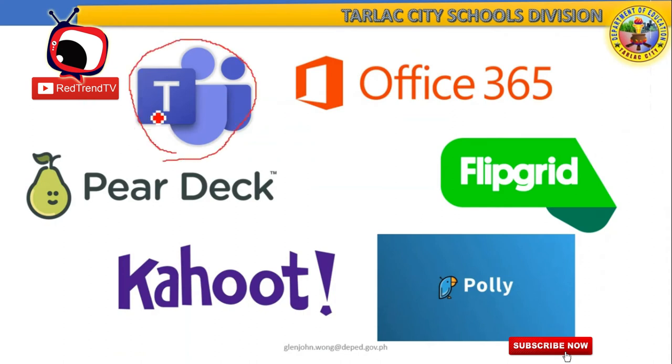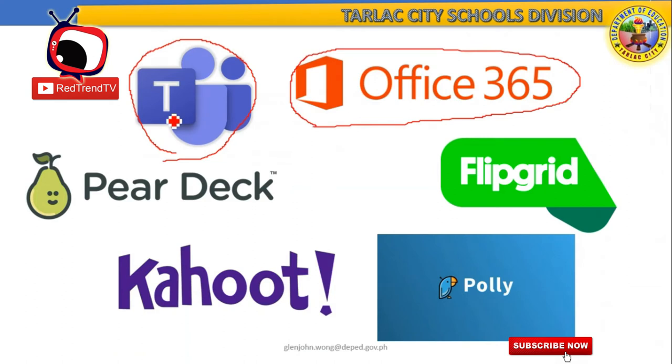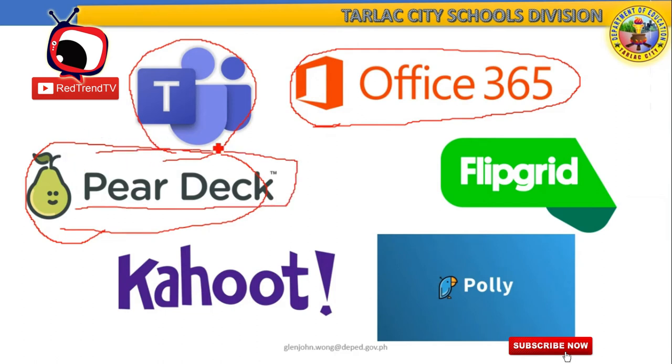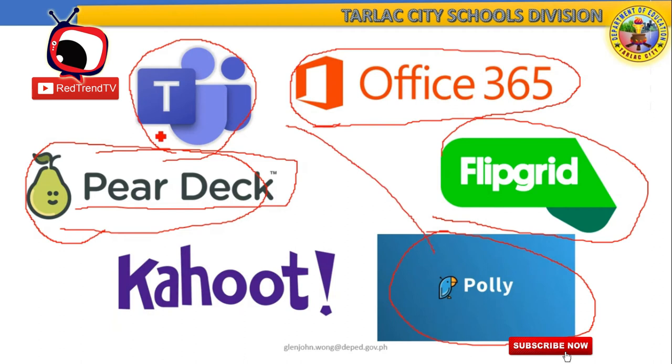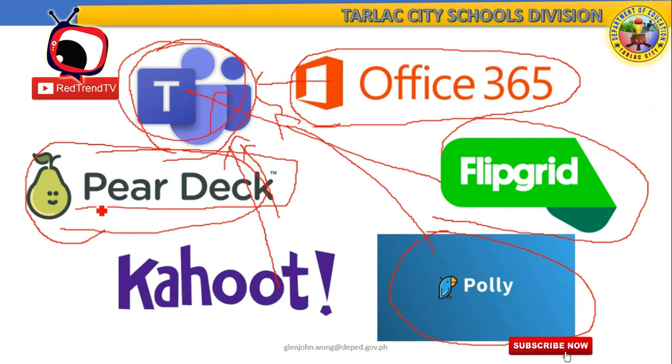So, MS Teams, your Office 365, where Word, Excel, OneDrive, Sway, and Pear Deck are. Ma'am S and Ma'am Ka will introduce Pear Deck to you; it is also good to use in our class. There's Flipgrid. Polly is an application that you can also add. Actually, all of these you can add to Teams, as platforms or applications inside Teams to engage learning with your students. Polly is used if you want to conduct a poll on a topic in your class. Kahoot is an interactive game.